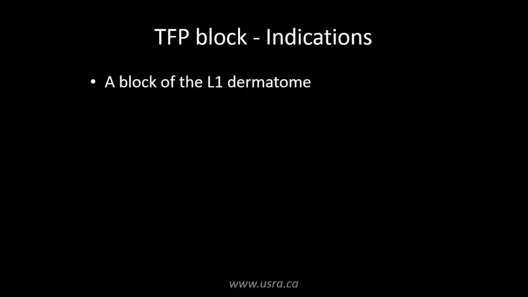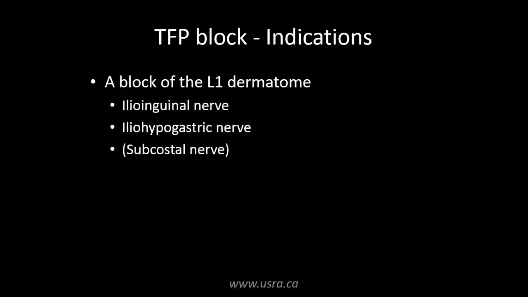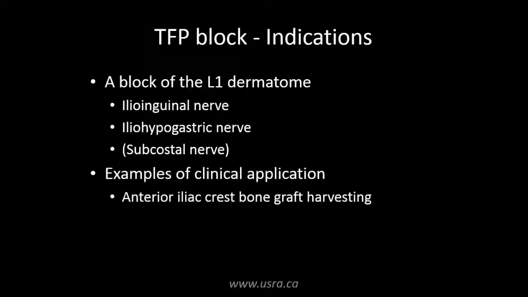The transversalis fascia plane block, or TFP block, is a truncal block that targets the L1 nerve branches, namely the ilioinguinal and iliohypogastric nerves. Spread can also occur to the subcostal nerve, which is a branch of the T12 spinal nerve. We have found this block particularly suited to providing analgesia in anterior iliac crest bone graft harvesting, as the block is performed proximal to the L1 branches that innervate the anterior iliac crest.